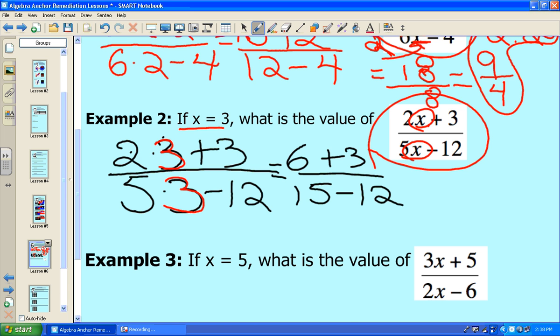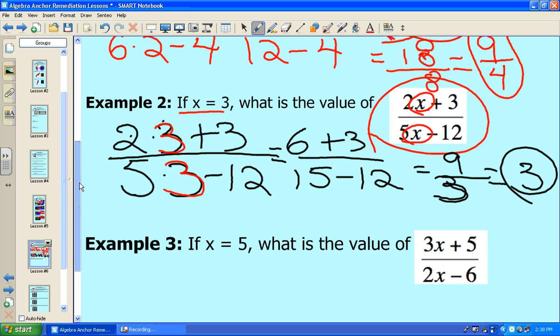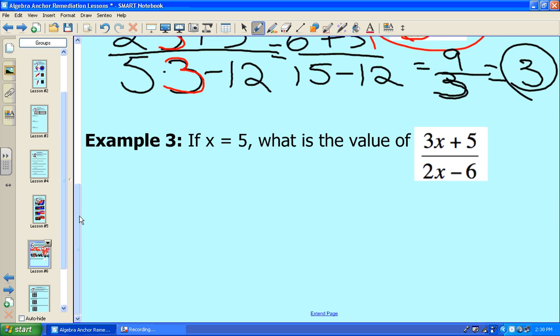Simplifying that more, 6 plus 3 is 9. In the denominator, 15 minus 12 is 3. Okay, and then you can divide 9 by 3, and you get the whole number of 3. Okay, so your answer is 3 for example 2. At this point, stop the video and finish example 3. Come back and push play and check back with me.